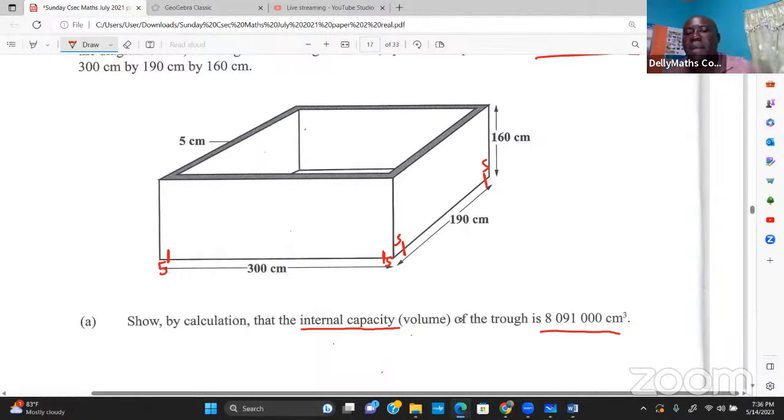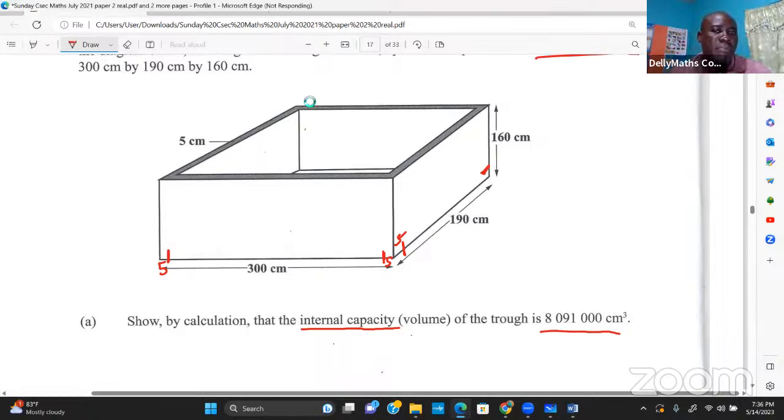If the thickness of the material is 5, 5 is going to come off both ends, except for the bottom, like the 160. The 160 is different. For the 160, you only have 5 down here for the thickness, right? Just that. 5 for the thickness coming off. You can't take off any at the top.